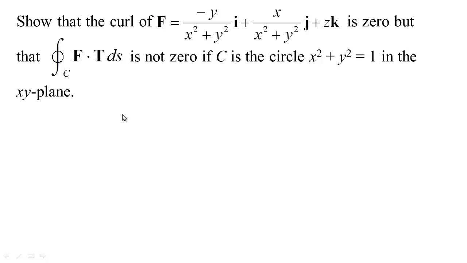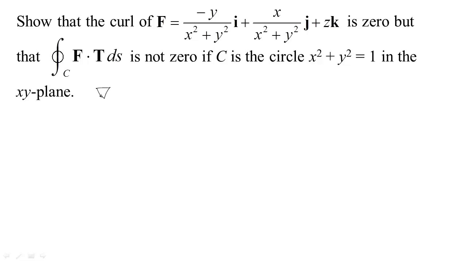This is an example that shows that we have to be a little bit careful when we apply Green's theorem. So it asks us to do two things. First, to show that the curl of this vector field is 0, and then to do a line integral, and then kind of explain what's going on about Stokes' theorem in this case. So the first thing they ask us to do is to find the curl of this vector field.